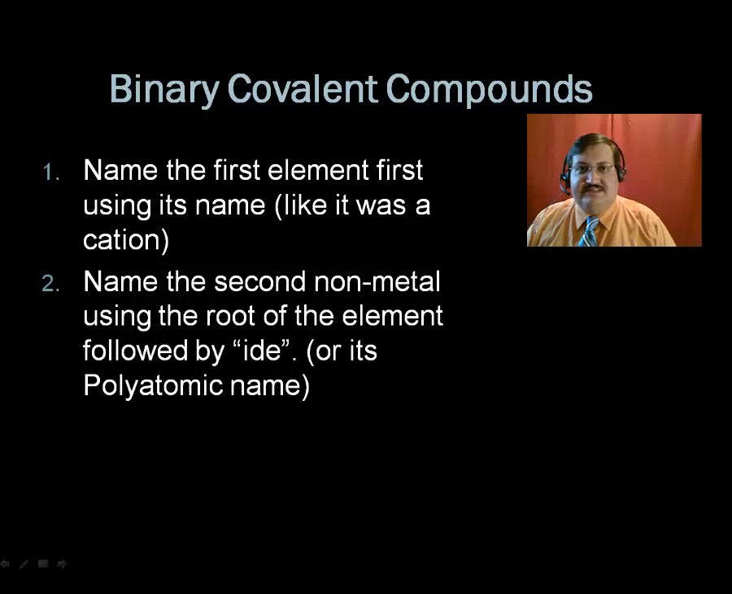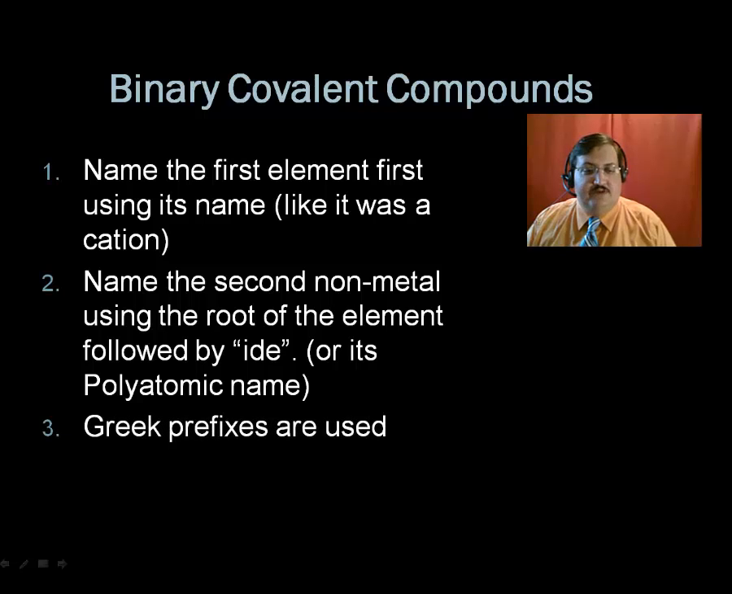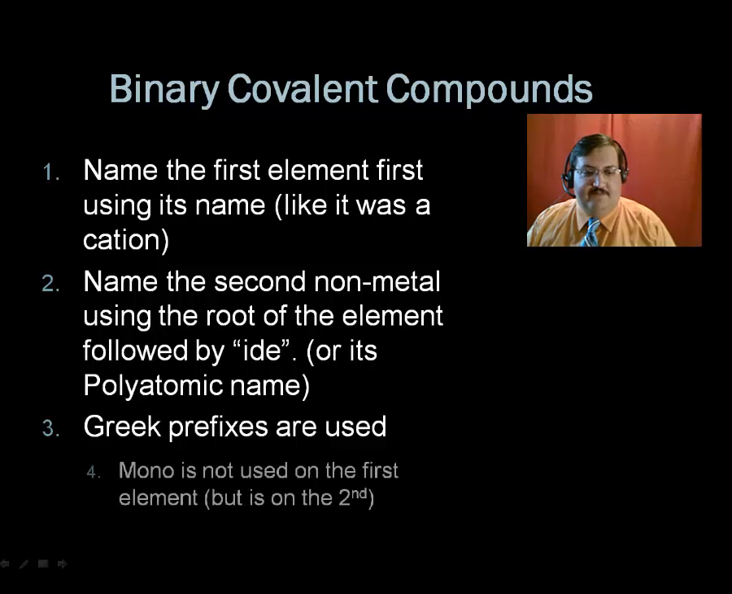Now, as we deviate from the ionic compounds, we have to use Greek prefixes. Unlike the ionic compound, where we could work out how many of an ion we had based upon its charge, covalent compounds do not have charges and are not bonded in that way, so we need some way of denoting how many of each of those we have.